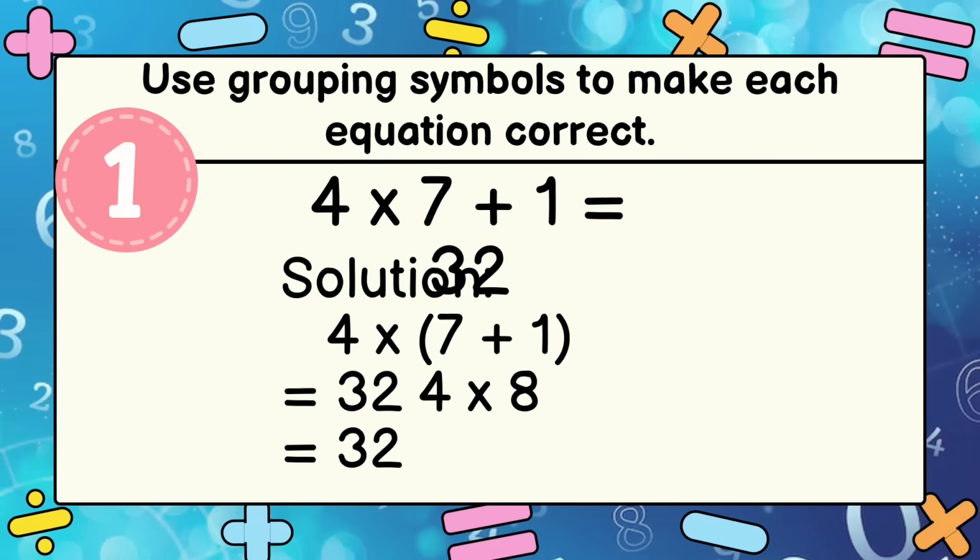Okay, use grouping symbols to make each equation correct. Okay, so 4 times 7 plus 1 equals 32. Okay, so we have there our solution. So it would be 4 times 7 plus 1.